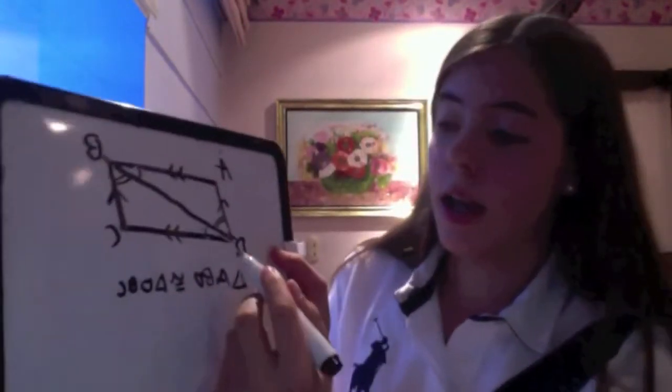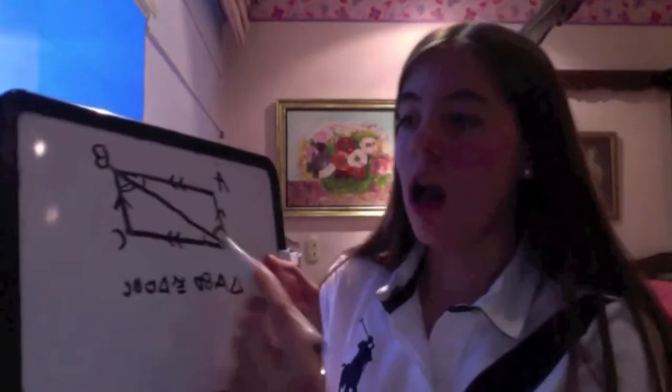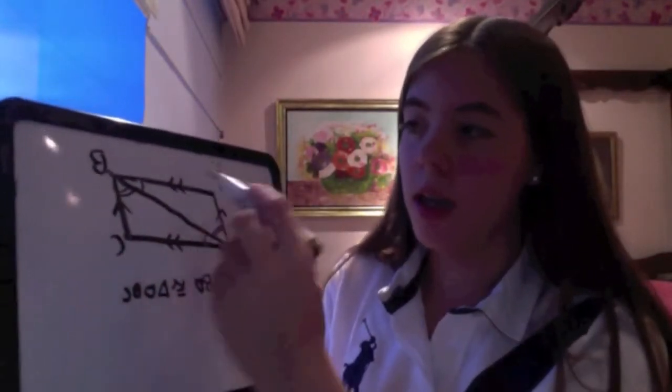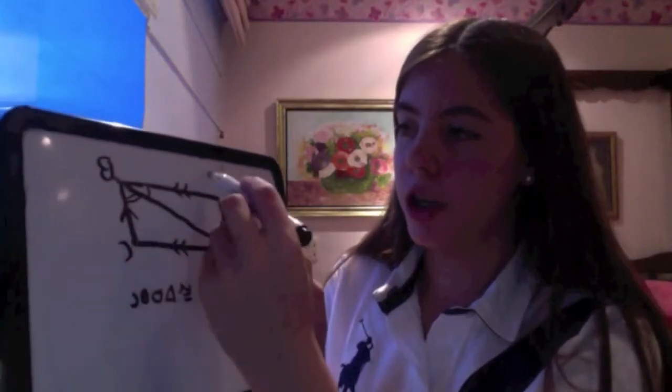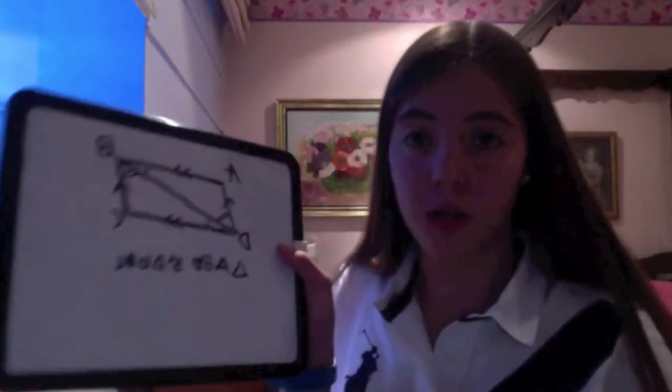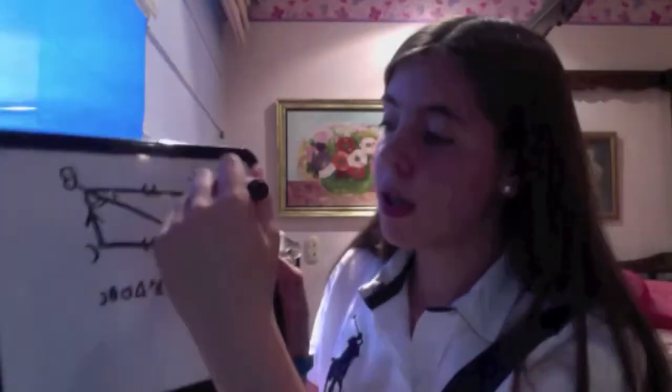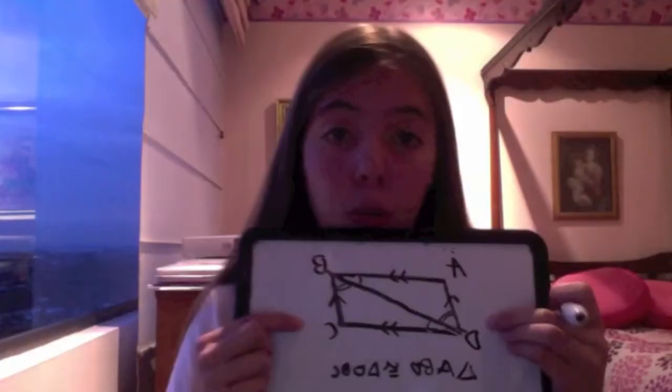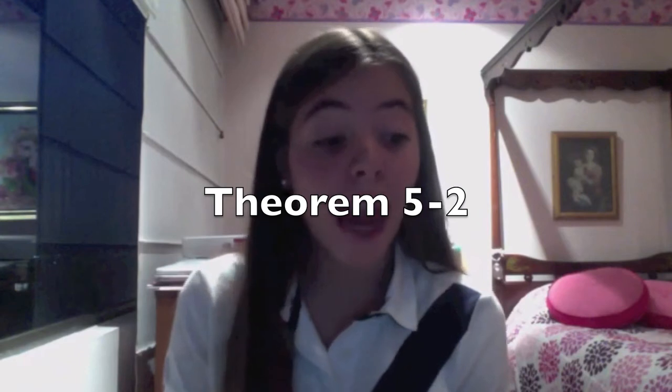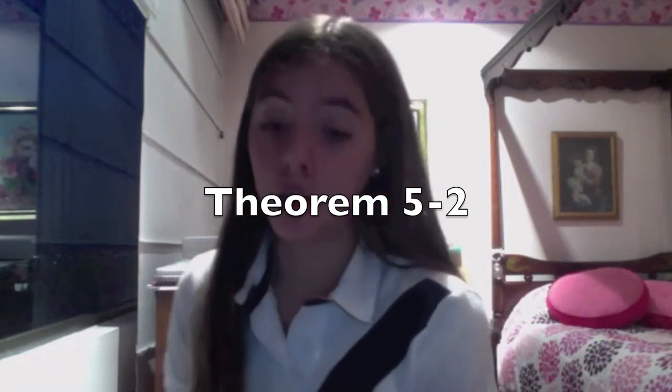So we can say that this line of this triangle, DC, is congruent to this line of this triangle, AB, because they correspond, and the same with this and this. Therefore, we can conclude that this theorem is proved. Opposite angles of a parallelogram are congruent.